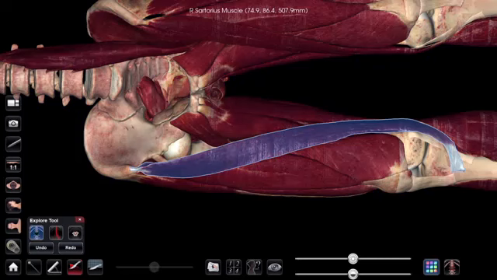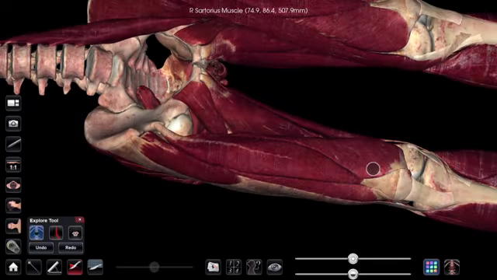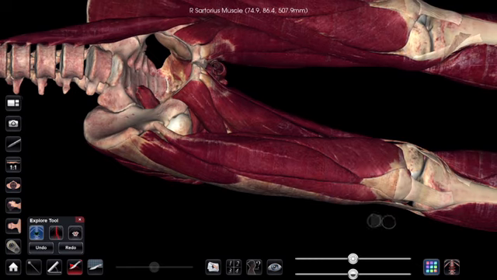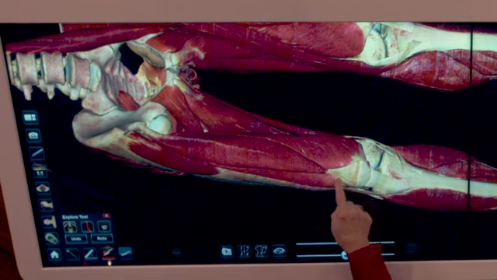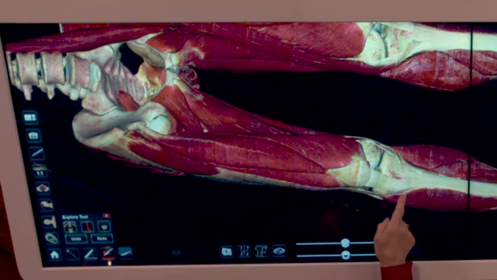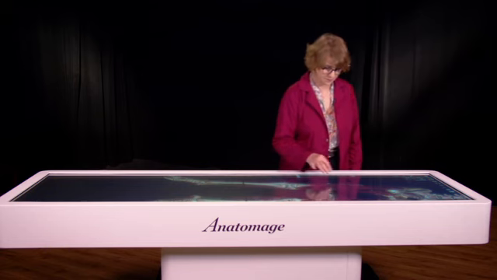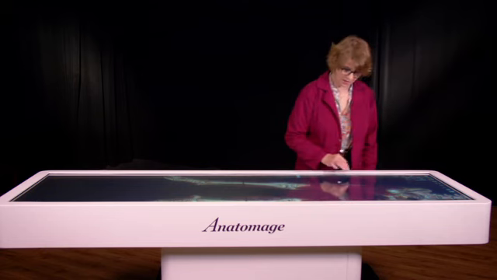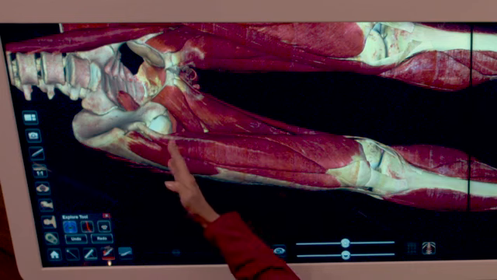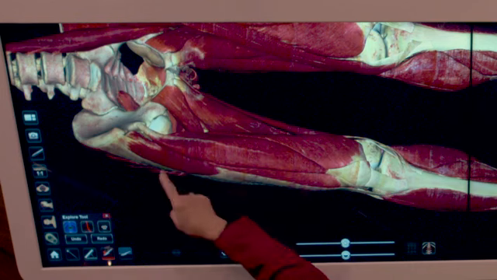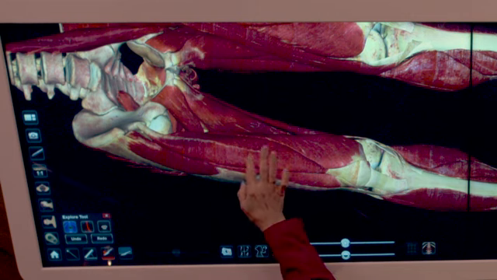If I remove sartorius, we can see the muscles of the quadriceps femoris group. The quadriceps femoris group combine to insert on the tibial tuberosity by way of this patellar ligament. Let's remove the quadriceps femoris muscles. The rectus femoris is the only one of the four that crosses the hip joint as well as the knee.